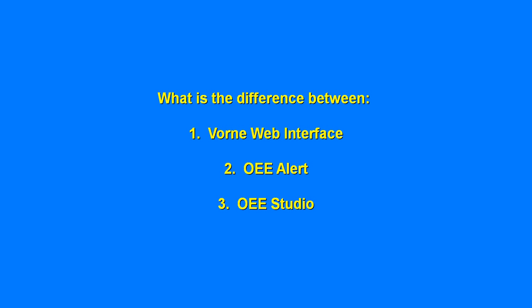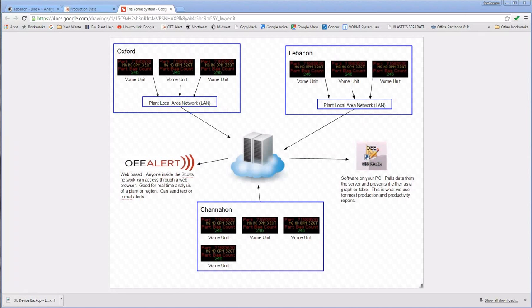So one of the questions that's asked a lot is, what's the difference between the Vorne web interface, OEE Alert, and OEE Studio? And the best way to answer that is to sort of step back and look at the system again as a whole. Each one of our plants has these Vorne units that are attached to each line. Those units are collecting data off that line, and they're sending it once a minute to a centralized server. And the server's taking that information and putting it all into a database.